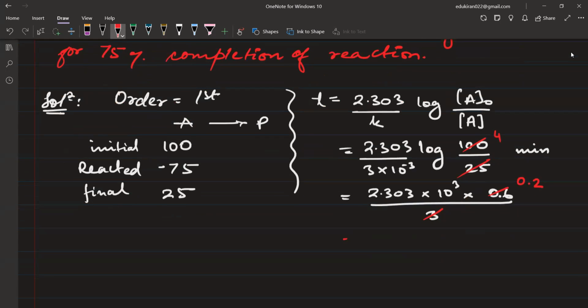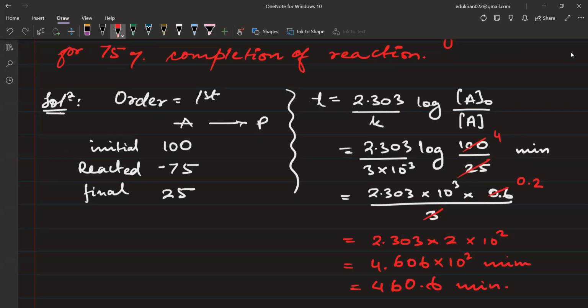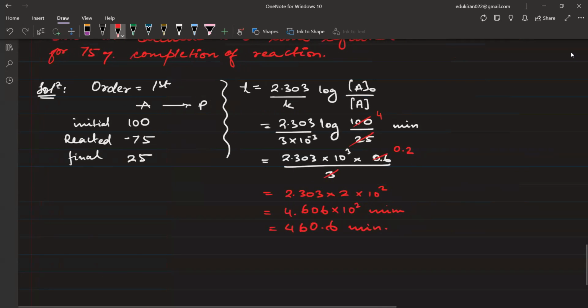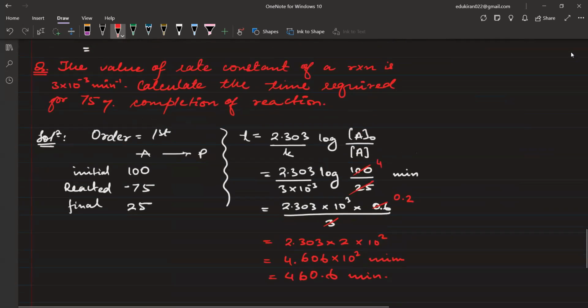Okay. Now you will write this as 2.303 multiplied by 2 into 10 to the power 2, है ना? 10 to the power 3 था, एक 10 से multiply कर दिया तो 2 हो गया ये. We'll get this as 460.6 into 10 to the power 2... minute is as it is here. This will become 460.6 minutes. Please write this down. Let me know when you are done. If you have any doubt, please let me know now.